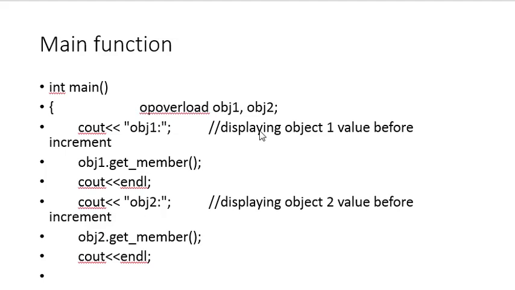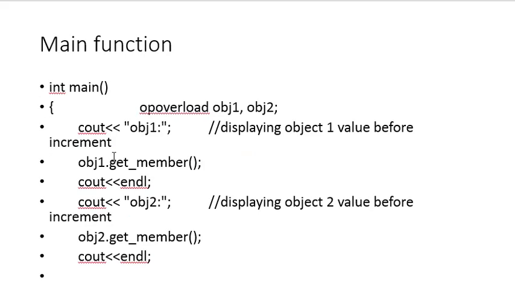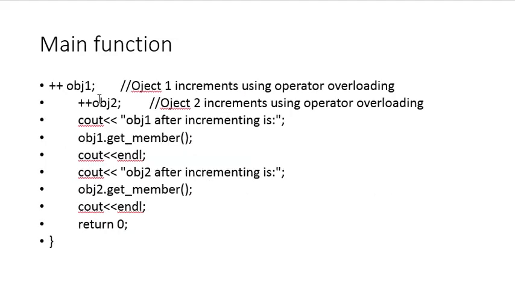This is basically a command displaying the object 1 value before increment. So we will call the get member function with object 1 and then object 2. Basically we are displaying the values before increment. These are the functions that show what the values of the variable are before incrementing. We are simply calling the functions in which cout a is mentioned, with object 1 dot get member and object 2 dot get member. Then we will call the increment function.